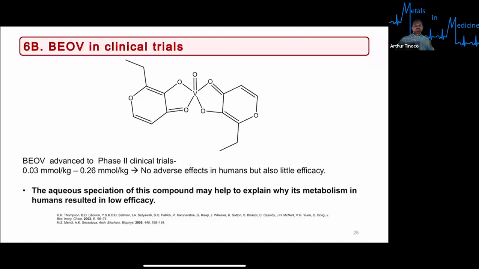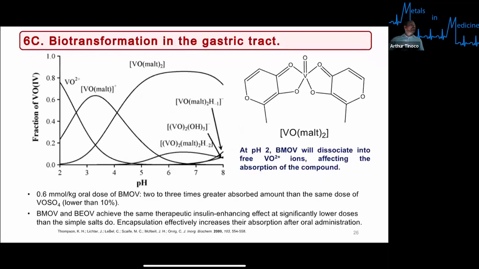Again, aqueous speciation is one to really point towards, looking at how this compound behaves within a pH-dependent environment. If we're thinking about this as a compound that's delivered orally, it transports to the digestive system and into the bloodstream and then affects the blood glucose. From this perspective, when we're talking about digestion, we're talking about low pH values, so more in the acidic range.